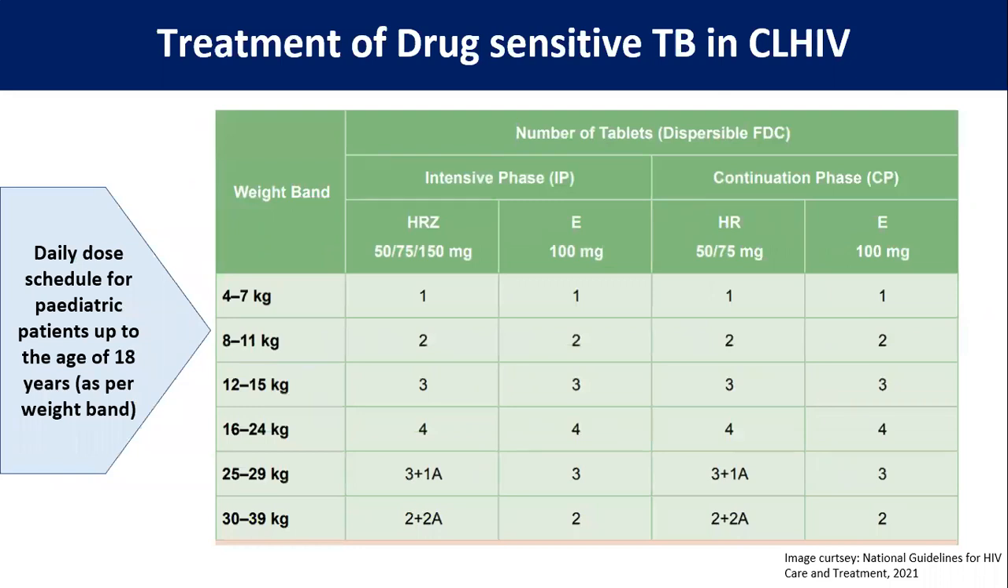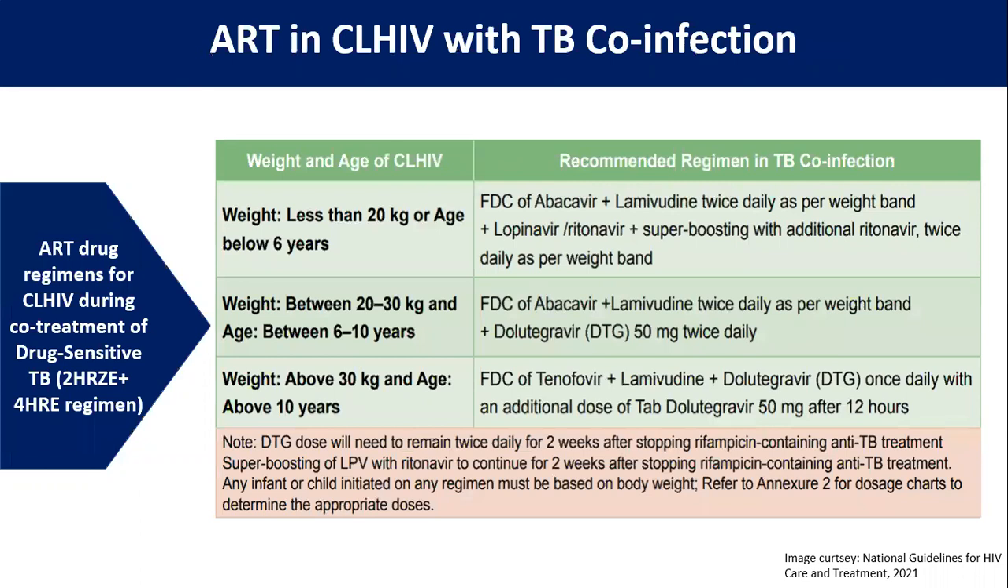Now again, the doses are as per the pediatric weight band. So it is best to have this chart on the desk, and for older children, we are going to dispense it from the ART center, and for younger children, we are going to refer them to the DTC, because we do not have the pediatric formulation in the ART center. So if the weight is less than 20 kg and the age is below 6 years, then we are going to provide lopinavir-ritonavir based ART.